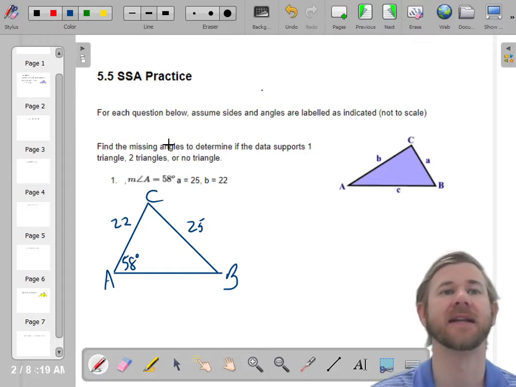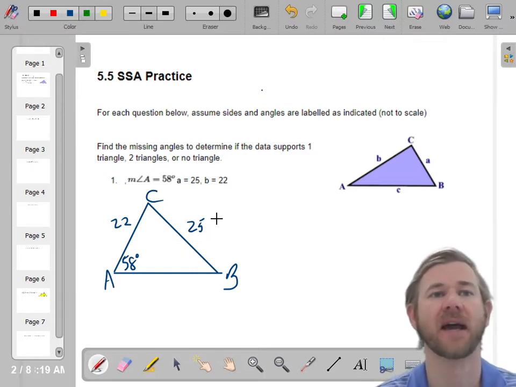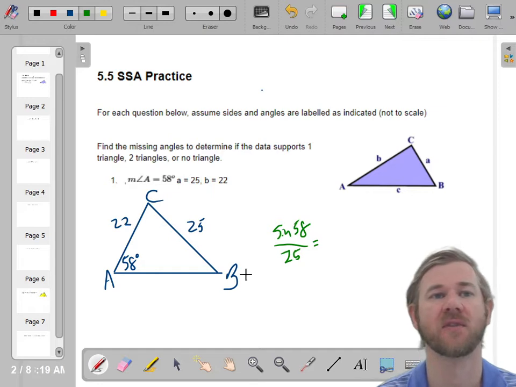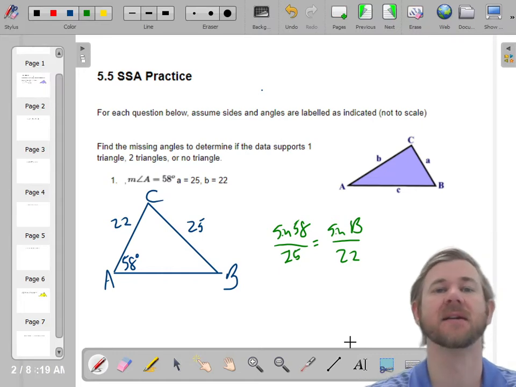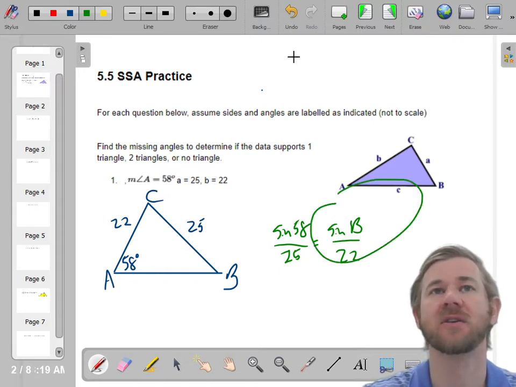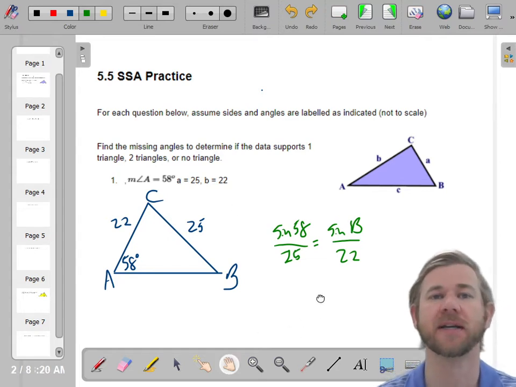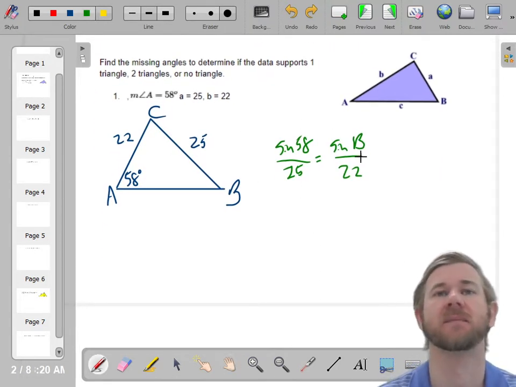So let's find angle B. To find angle B, I know I have an angle side pair, so I can say the sine of 58 degrees over 25 is, if I want to find angle B, the sine of angle B over the length 22. Now this is a little bit fancier because we're trying to find the angle, not the side length, which means we're going to need to do some right triangle trig. We're going to need to use inverse sine.